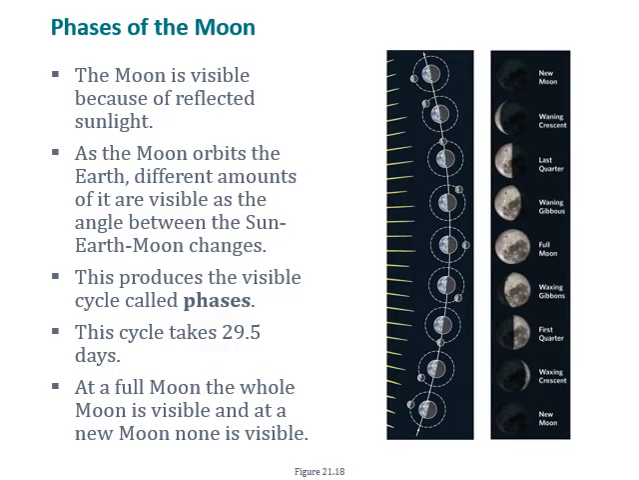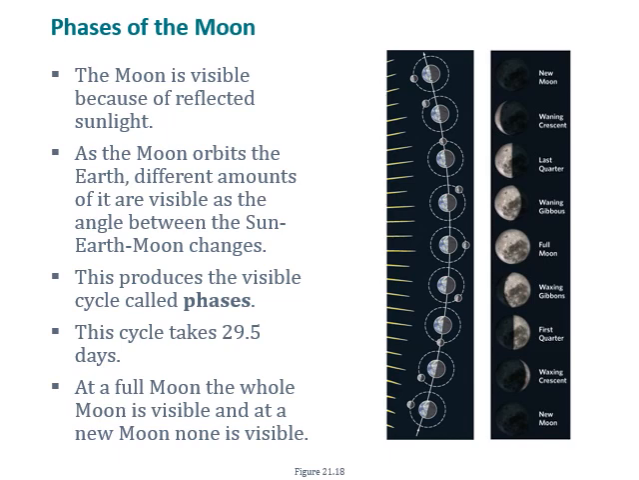Now let's discuss the phases of the moon. The moon is visible because of reflected sunlight. So if we look in the picture, you have to squint to see the moon. On the right, you see the sun's rays, and then the Earth, and then the moon. As the moon orbits the Earth, different amounts of it are visible as the angle between the sun, Earth, and moon changes, which produces a visible cycle called phases. And this cycle takes 29.5 days.